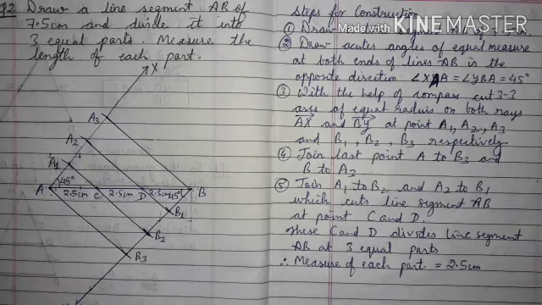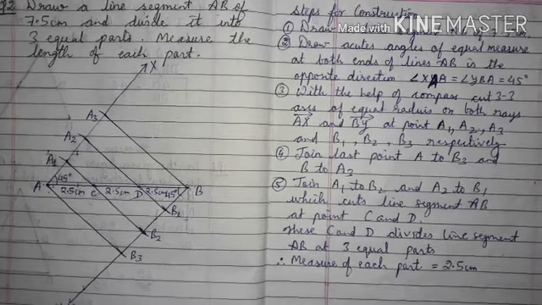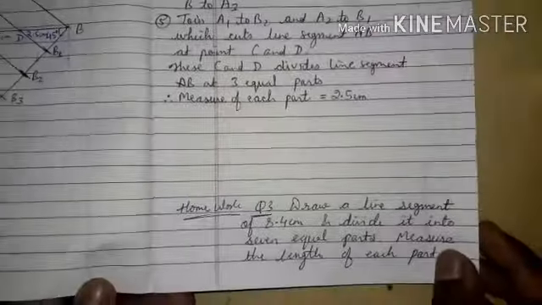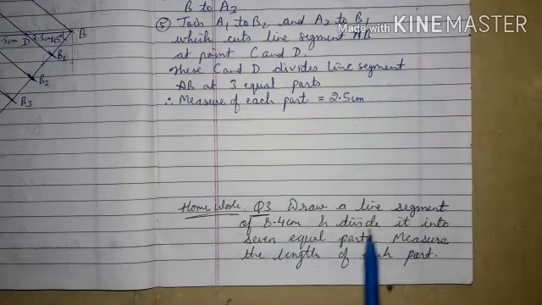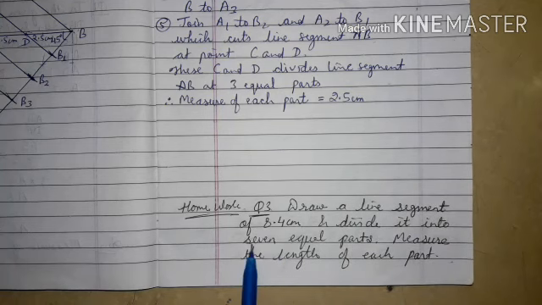This is our solution. Same to same, one homework question I am giving. Draw a line segment of 8.4 cm and divide it into 7 equal parts. Measure the length of each part. Here you have to make 7 equal parts, which means you have to cut 7 equal arcs.